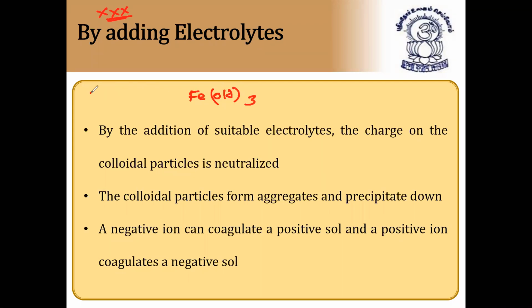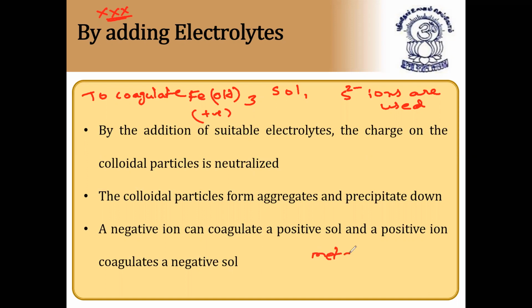to coagulate, I'm writing here, to coagulate ferric hydroxide sol, since it is positively charged, sulfide ions are used. Nothing but what here? A negative ion can coagulate a positive sol, and a positive ion coagulates a negative sol. For metallic sols, they can be coagulated by using metal ions.